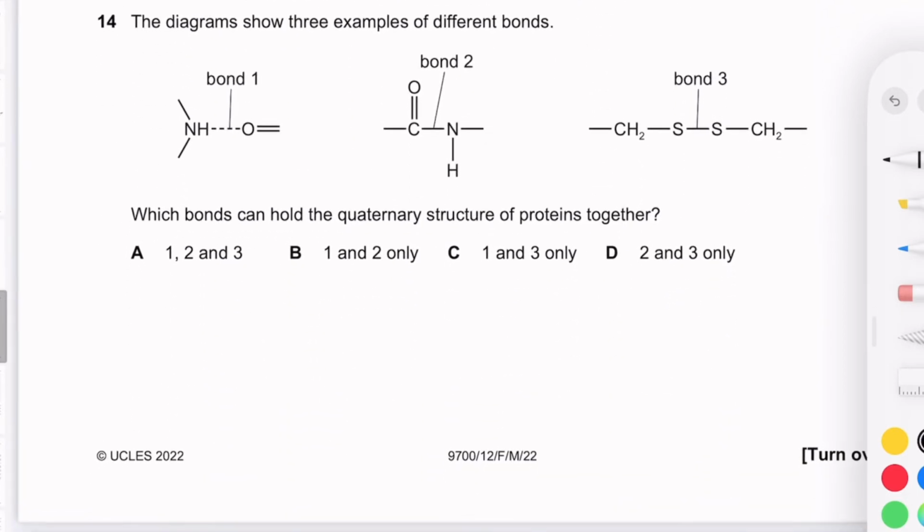14. The diagram shows examples of different bonds. Which bonds can hold the quaternary structure of proteins together? So, bond 3 and bond 1, because hydrogen bonds maintain tertiary structure and hence can also maintain the quaternary structure. So it's 1 and 3 only, which is C.